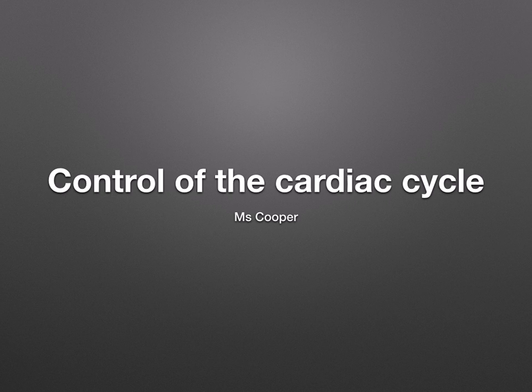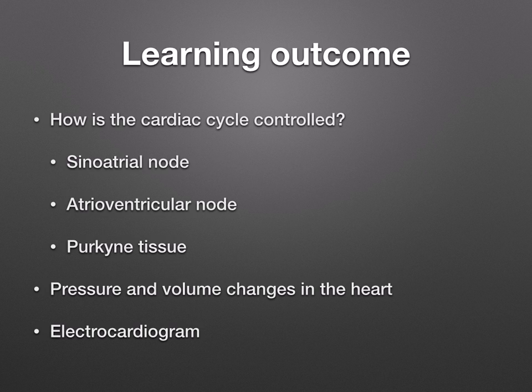In this topic, we're going to discuss the control of the cardiac cycle. By the end of this topic, you should be able to answer the question: how is the cardiac cycle controlled? So we can look at the sinoatrial node, the atrioventricular node, Purkyne tissue. Then we're also going to look at the pressure and volume changes in the heart. And we're going to end off with the electrocardiogram.